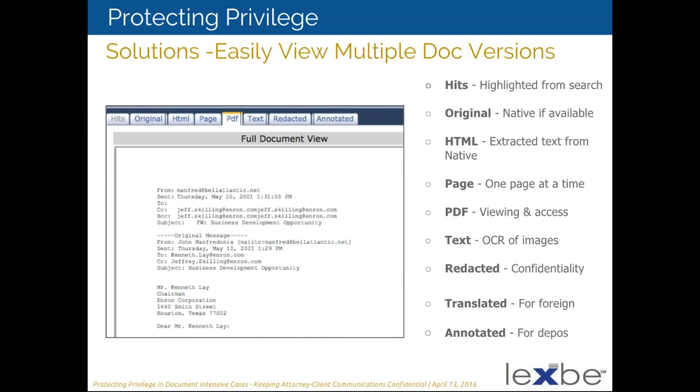We also have a translated version, where we don't see a tab here, where if you translated the document, you can see the English version as well, and that can be important for maintaining privilege across languages, and also your annotated version if you've done that for depos.